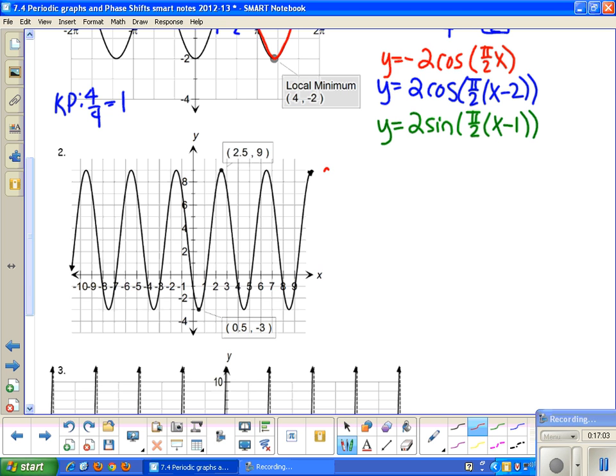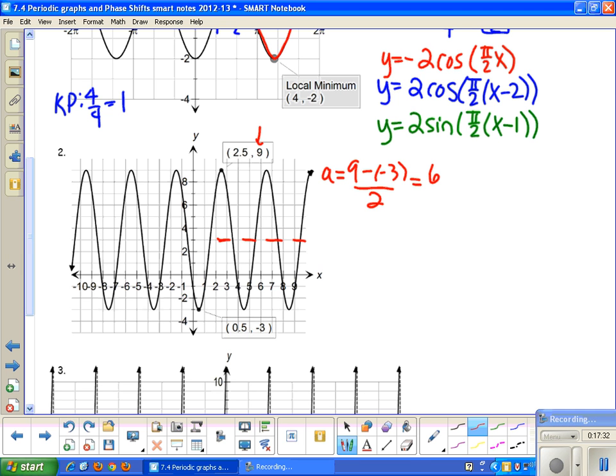So again, the first thing I want to do is find the amplitude. So the amplitude is going to be, in this case, my maximum y value, which is 9, minus my minimum, which is -3, divided by 2. So 12 over 2 would give me 6. So if the amplitude is 6, I can count on my graph 1, 2, 3, 4, 5, 6 right here. And if I count down 1, 2, 3, 4, 5, 6, it should be the same.